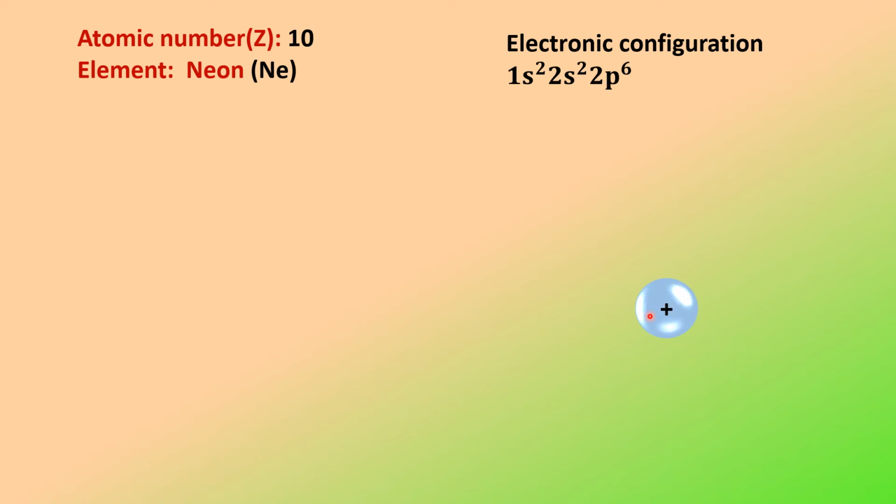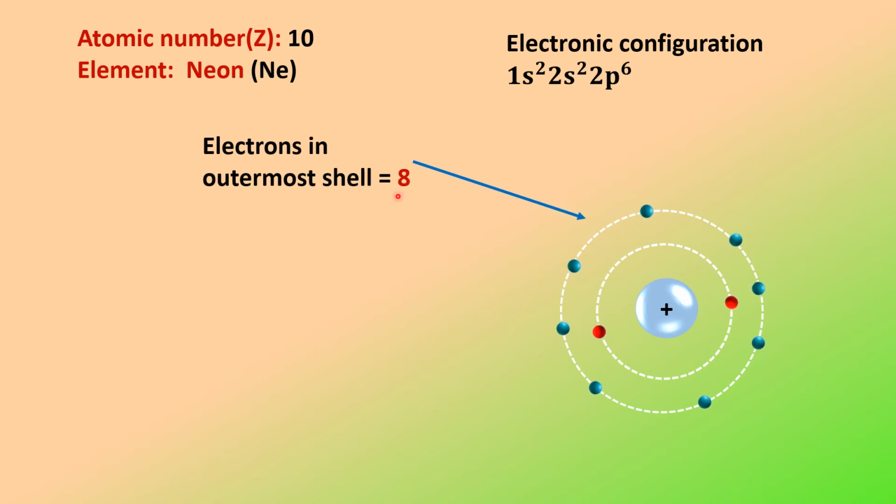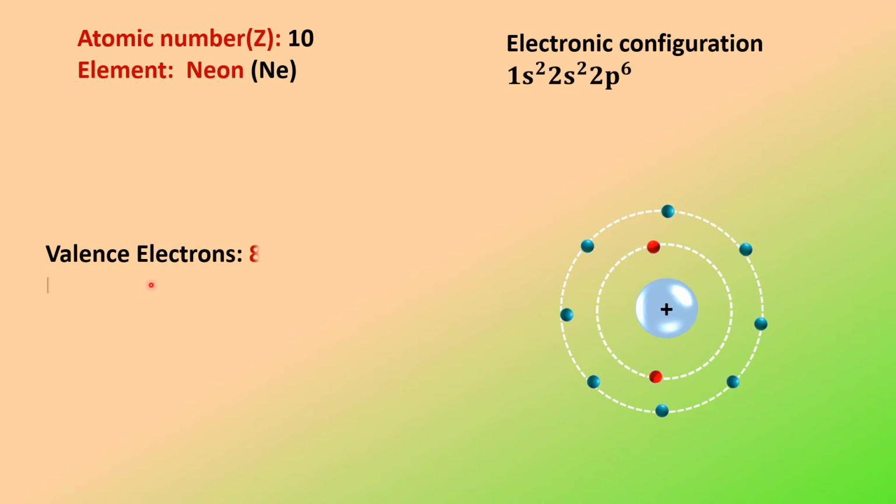This is the nucleus. First shell, second shell. First shell contains 2 electrons. Second shell contains 8 electrons. 2 plus 6, 8. So neon has an octet in its valence shell. Every element tries to attain the octet, otherwise the noble gas configuration, to attain stability. Now we'll write the dot structure for neon. Electrons in the outermost shell are 8, which are also called valence electrons.